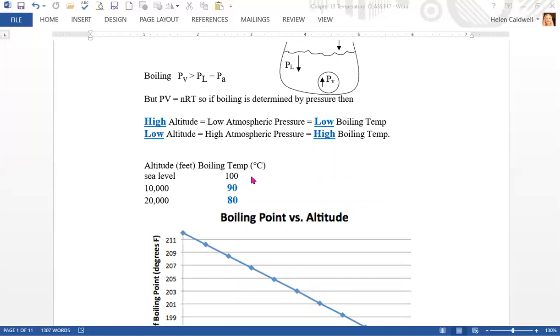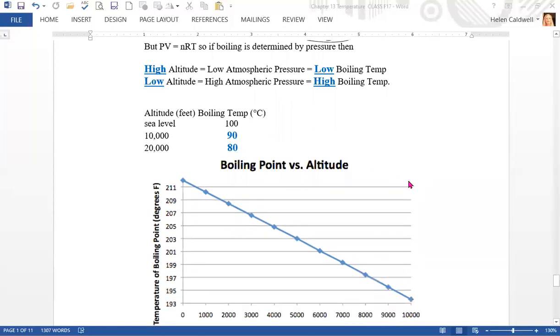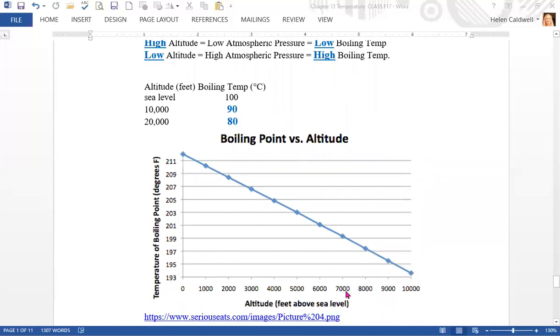So at sea level, water will boil at approximately 100 degrees Celsius. If you are 10,000 feet above sea level, it'll boil at 90. If you're at 20,000, it'll be only 80 degrees Celsius. Climb Mount Everest, it's higher than 20,000 feet. Water will boil at an even lower temperature. And here's a graphic to give you more details. Only here they have the boiling temperature in degrees Fahrenheit, not Celsius.